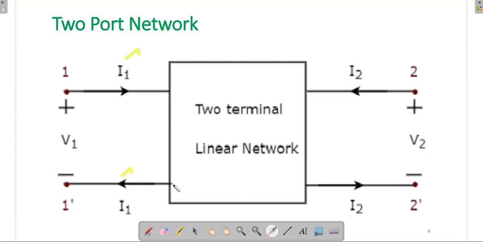So any circuit or any device can be characterized in terms of a two-port network. It consists of several parameters. Some circuits may be represented by a specific parameter, and some other circuits may be represented by more than one parameter.